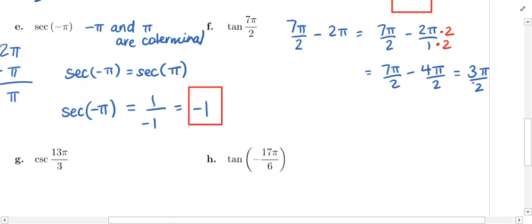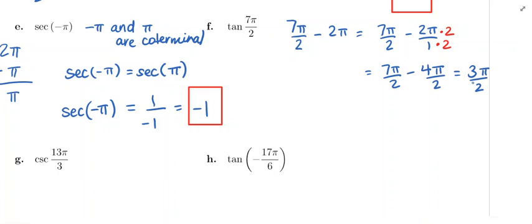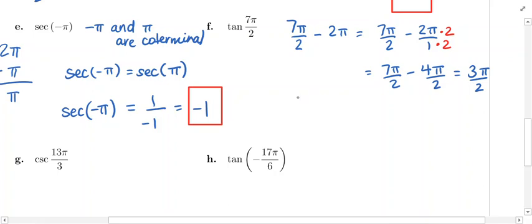Okay, and that's on the unit circle. So this is telling us that 7 pi over 2 and 3 pi over 2 are coterminal. So if we want the tangent of 7 pi over 2, this is going to be equivalent to finding the tangent of 3 pi over 2.